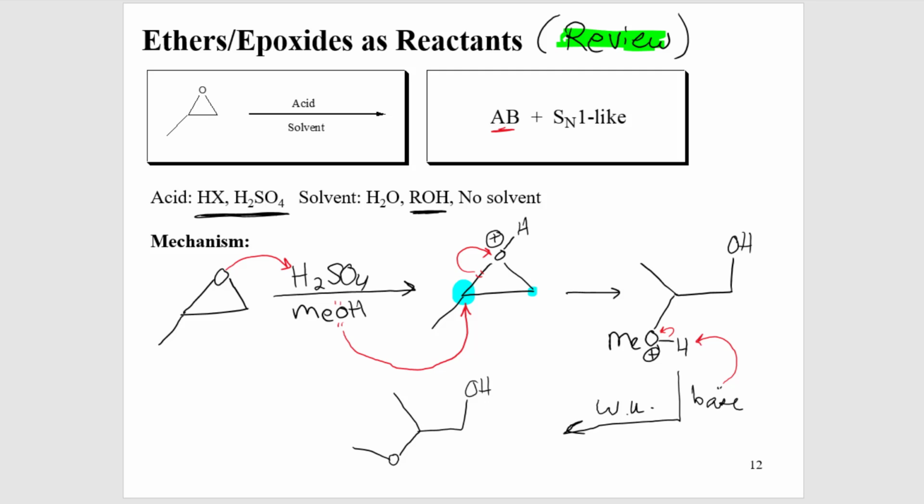oh look, an ether. By using an alcohol solvent here, I ended up with an ether functional group and an alcohol functional group. So 2 functional groups on the molecule. You guys can practice doing these with any variation of acid and solvent or no solvent.